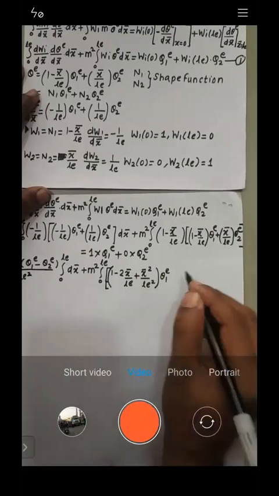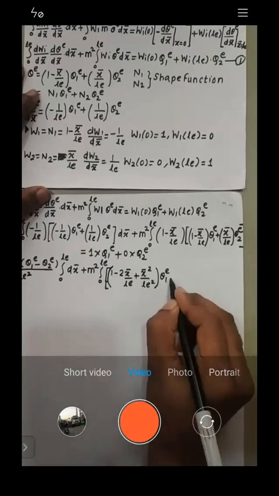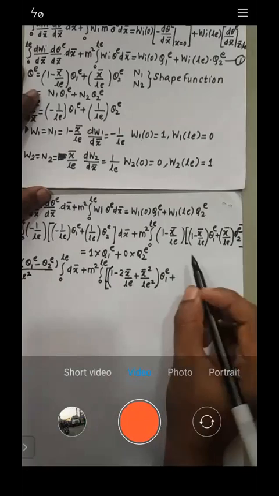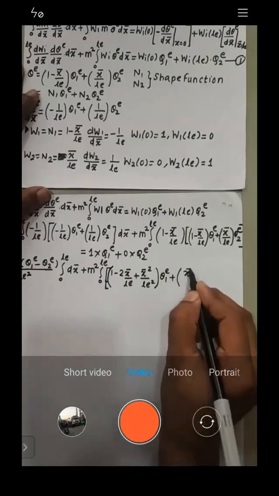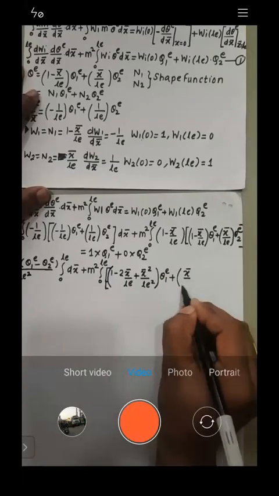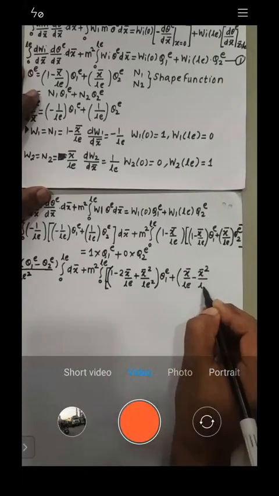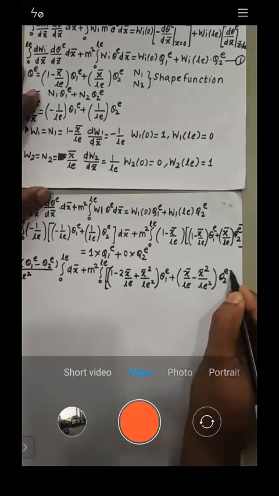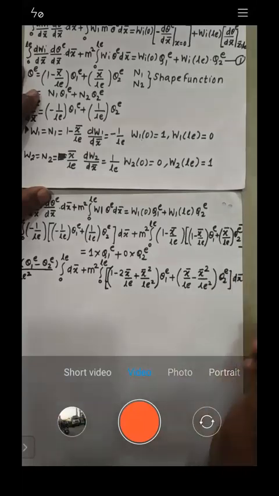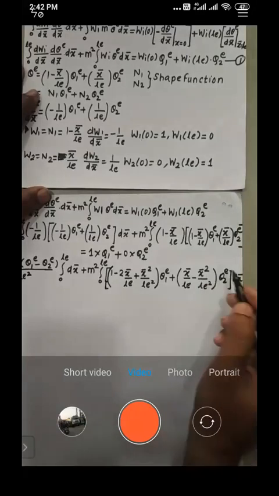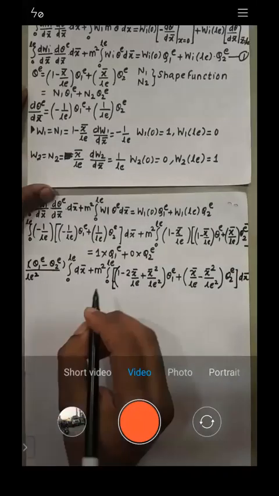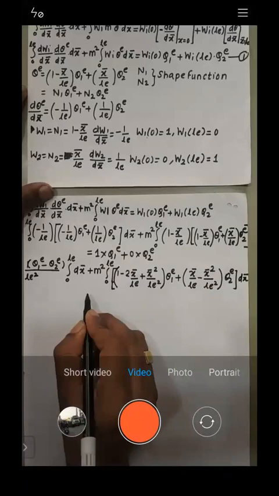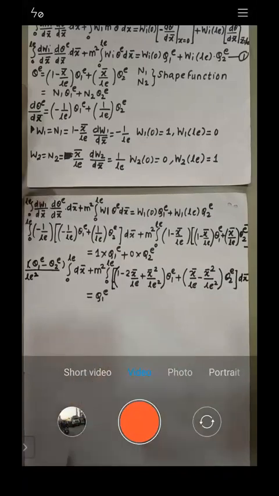Plus, I will write down this term into this term. Tell me. It is x bar, x bar by LE minus x bar square by LE square, right? This bracket is complete. Theta 2E, right? Into dx bar. Is it okay? Yes, sir. So what is remaining here? It is Q1E, right?